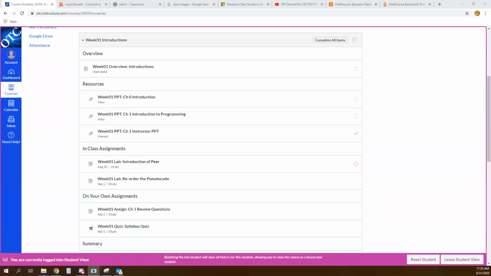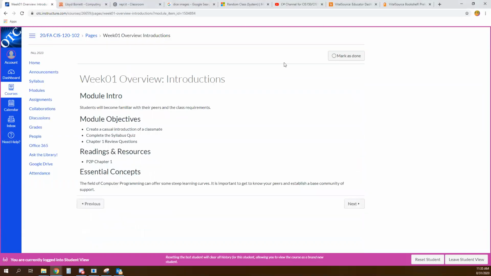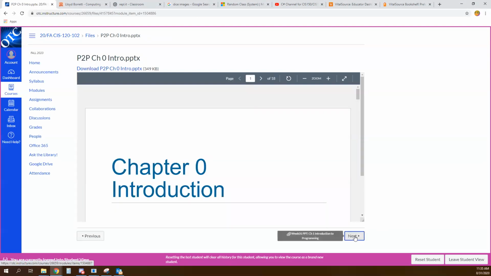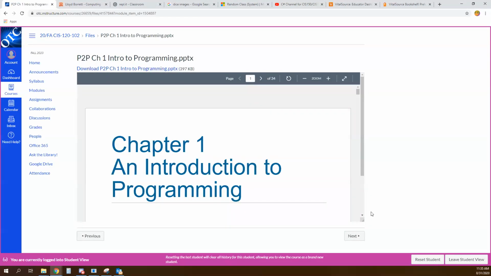So I could do a lot of different things to clear them, but I'm going to click on this Week 1 Overview and mark it done. Now I could go back to the modules display and find all of the others that needed something, or I can just click next to go through everything that's in that module. Remember there were like 3 PowerPoints, so I'm just going to click next.